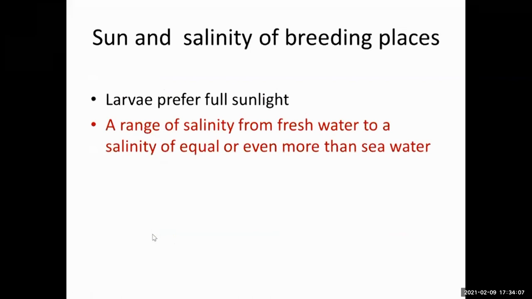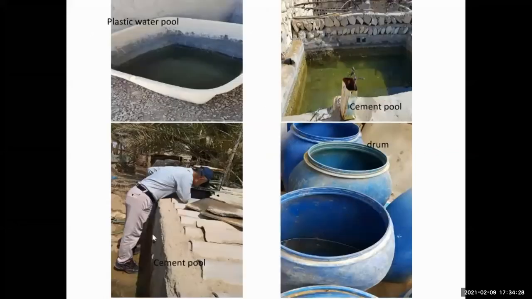In terms of sun and salinity, it is very important to notice that larvae of this species prefer full sunlight, and it also tolerates a whole range of salinity, from freshwater to high salinity, even sometimes higher than seawater. So I'm going to show you now some pictures of the breeding places of this species.